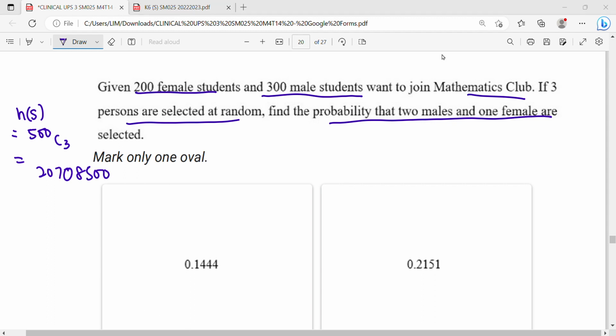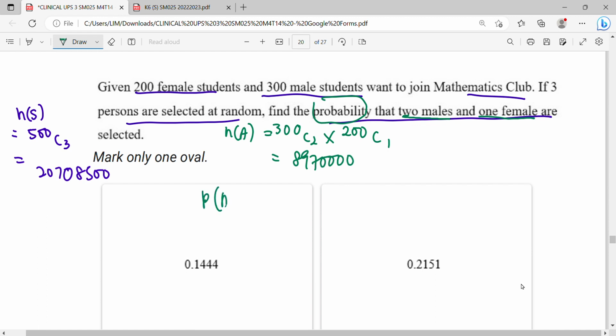Okay, what's your event? What's the event? Number of event? We do the probability later for that event. 2 males, 1 female. So 2 males, 300 choose 2. 1 female, 200 choose 1. So find your probability.